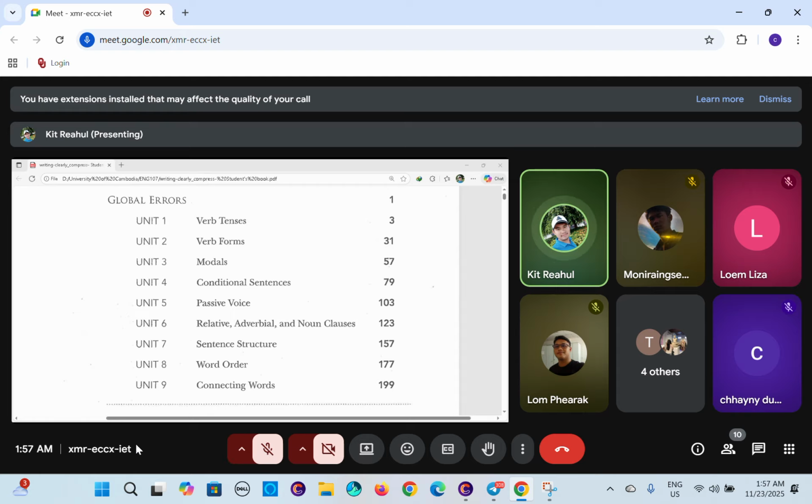And what is the form? I'm sorry, what form of the verb do we use after the modal? By form, teacher. Right, the base form of the main verb. We use the base form of the main verb after the modal.